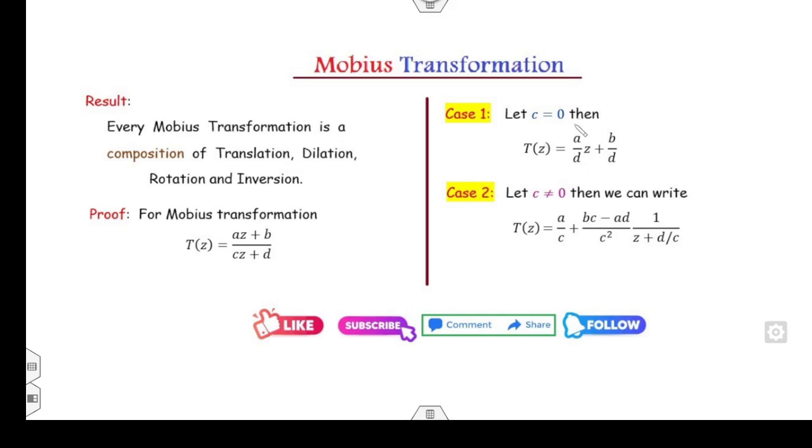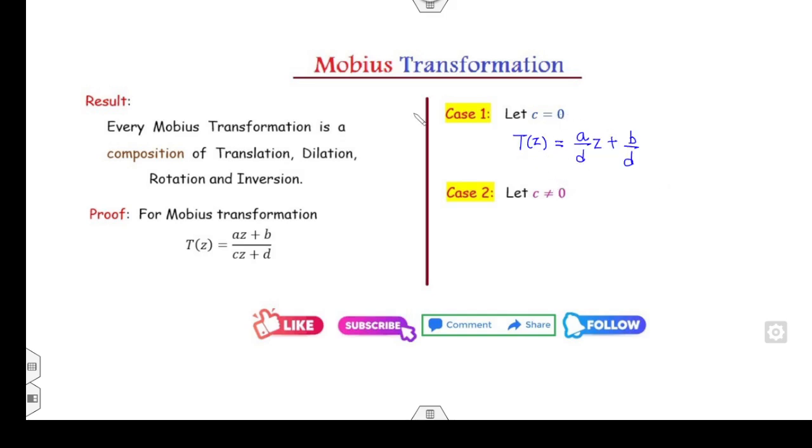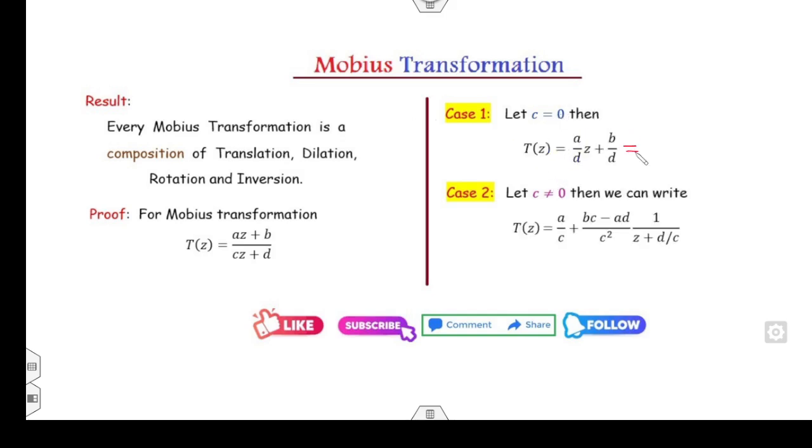So look at the first case. If I write it only for the first case, how can you write that? If I write T1 composition T2, can you find the value of T2 of z? Can you find the value of T1 of z? It's very simple. You can see these are my constants. I consider b over d as another constant alpha, and a over d as another constant called beta.